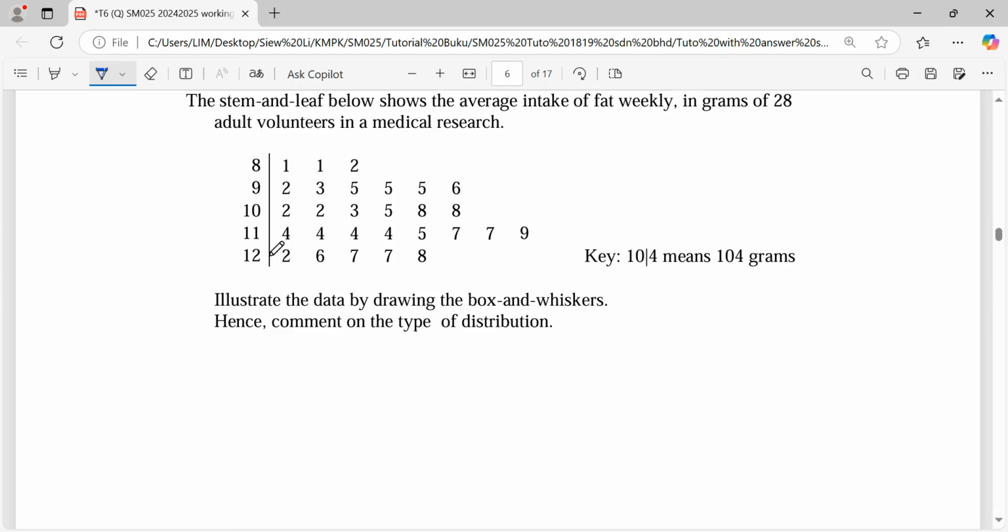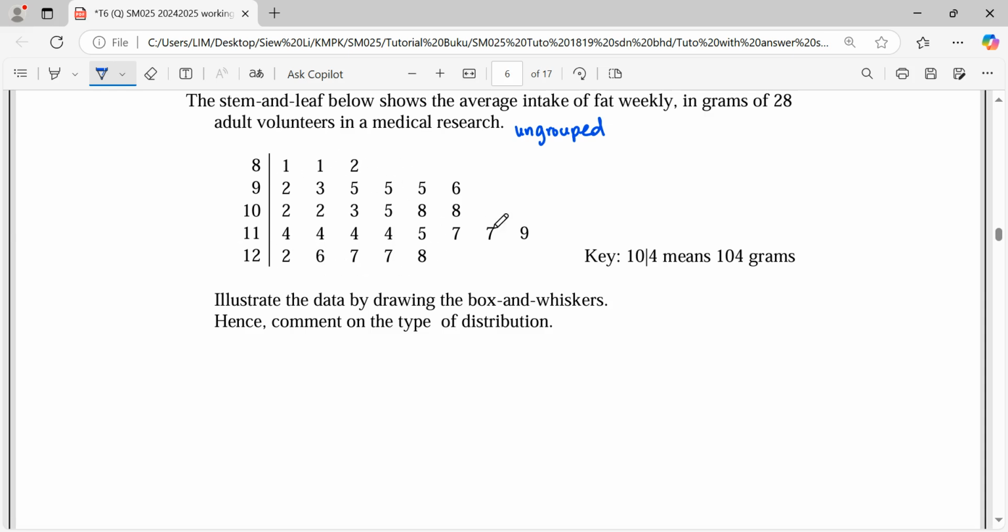So when you look at the data, you have to identify your category of the data. When you have a data listing like this, it is your ungrouped data. So ungrouped data, you need to arrange it in order. So 8, 1, 1, 2 arranged in order already. We check for the leaf here. Is it in order? 5, 7, 8, 9. Alright, so this data is arranged in order.